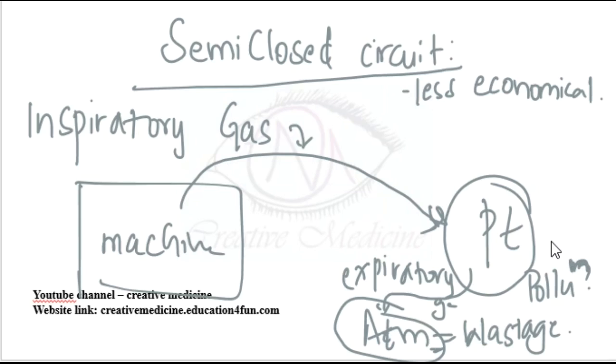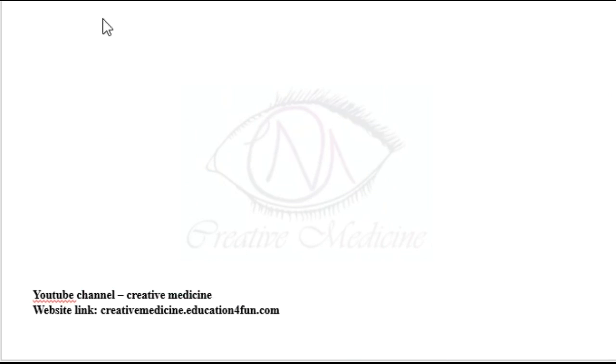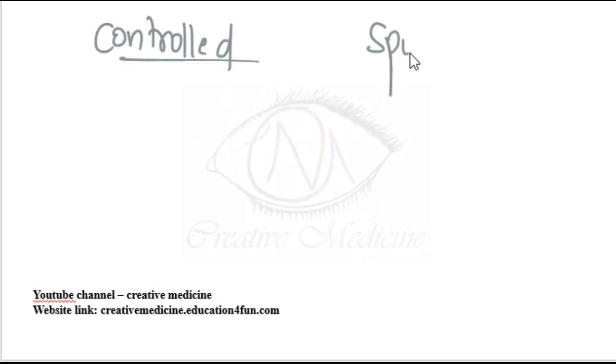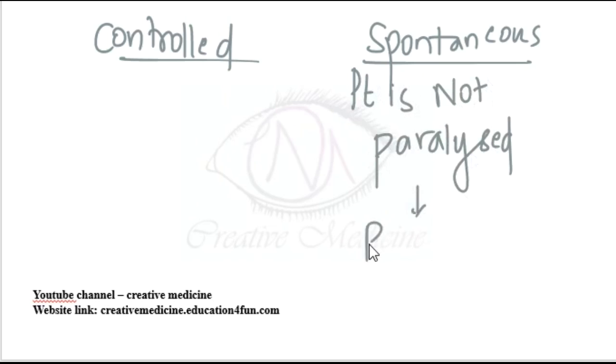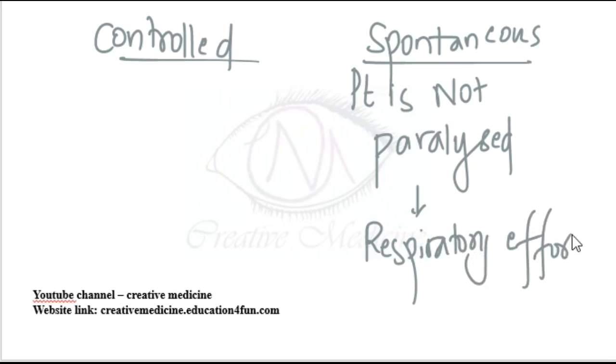Okay, this is one thing. Then, the controlled mode of ventilation and the spontaneous mode of ventilation both can be used in this semi-closed circuit. You can use either one. If you have to use spontaneous mode of ventilation, then the patient is not paralyzed. Why? Because in spontaneous mode of ventilation, the respiratory effort of the patient is very important, because the machine does not do anything. The patient has to take his breath. As a result, the patient should not be paralyzed.